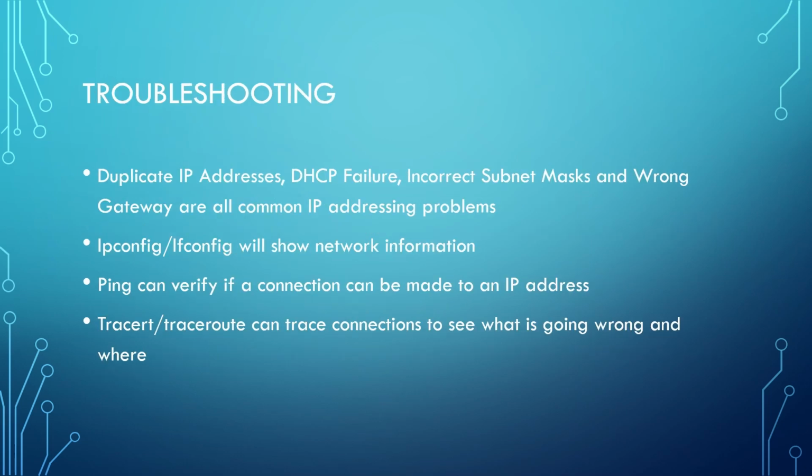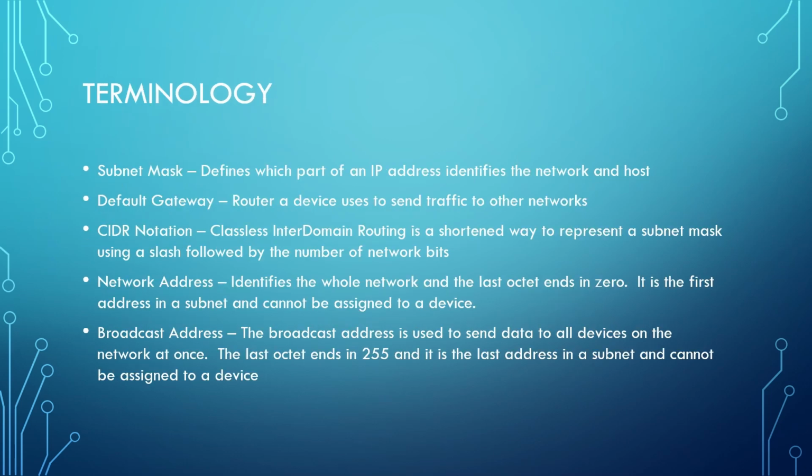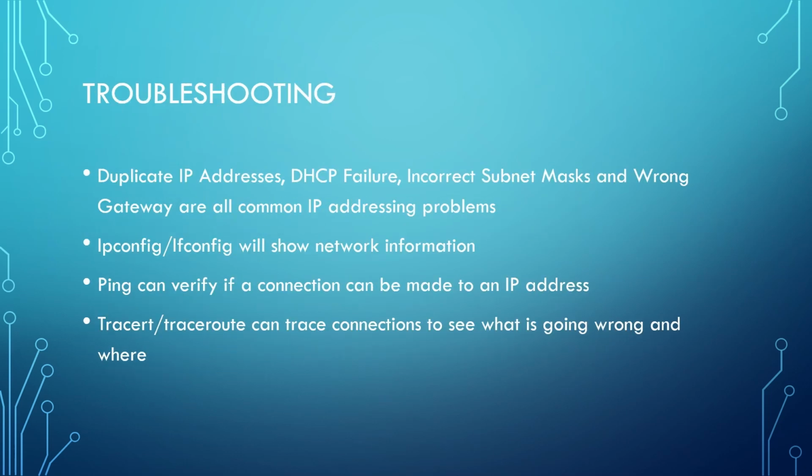Some troubleshooting when it comes to IP addresses: duplicate IP addresses, DHCP failure, incorrect subnet masks, and wrong gateways are all common IP addressing problems. If you open up your CMD window and try ipconfig, you'll get some network information that you can use to troubleshoot further. You can also use ping on a respective IP address to verify if a connection can be made to it. And you can use tracert or traceroute to trace connections and see what is going wrong and where.